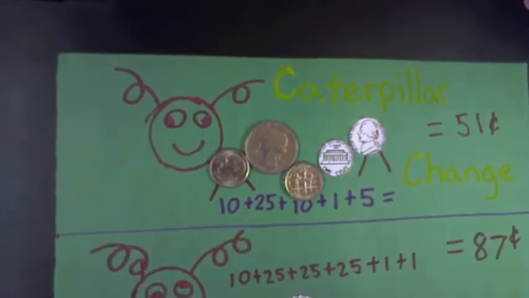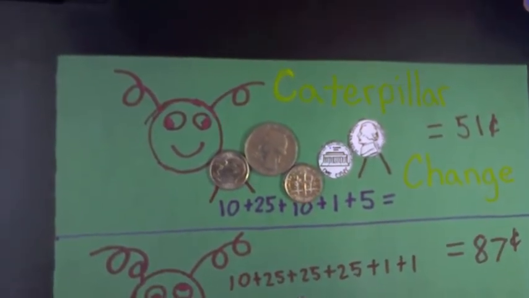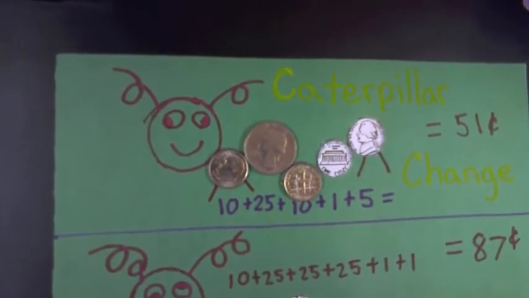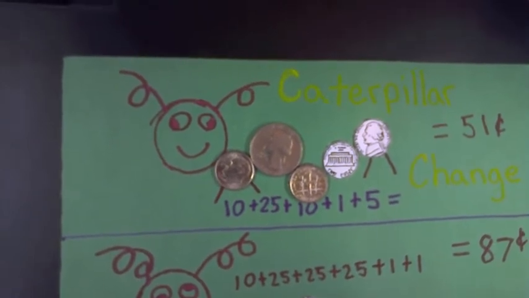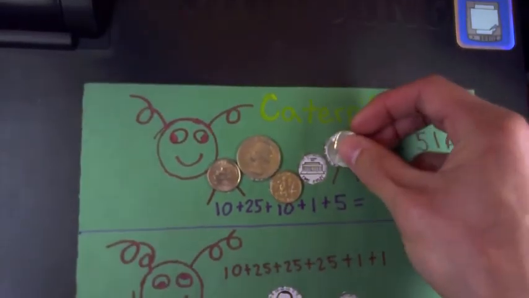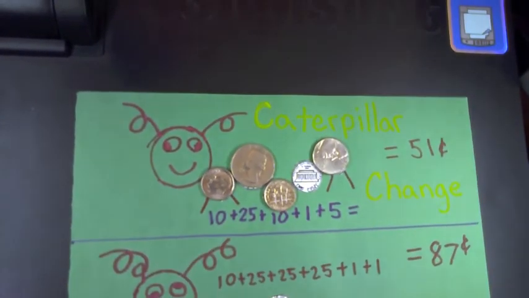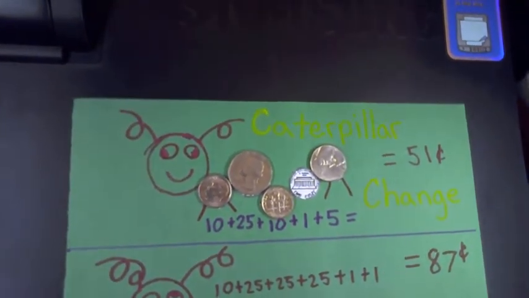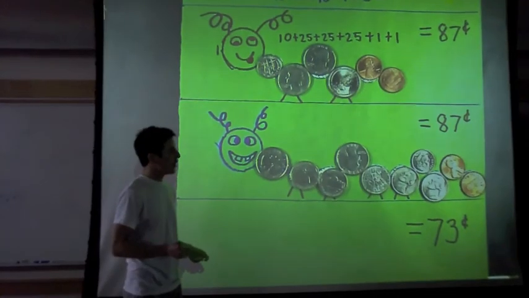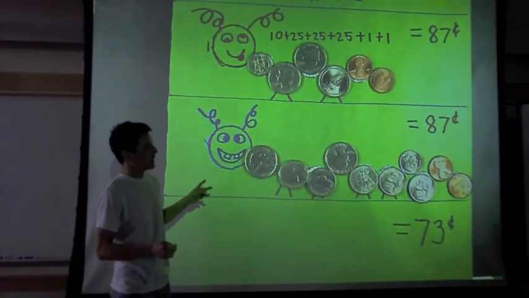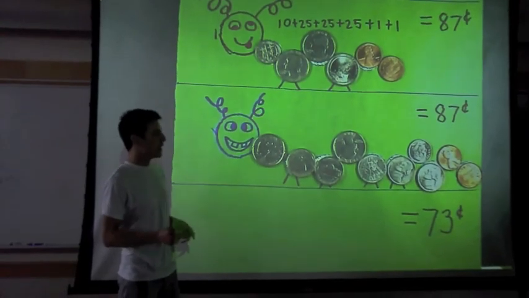Finally, I figured from 45 cents how to get to 51 cents. So I realized that 10 cents was too much, so I added a nickel, which is 5 cents, which got me to 50 cents. Finally, I realized I just need 1 more cent, so then I added a penny. I want you to notice that it's 87 cents, the same as the second example we did together.